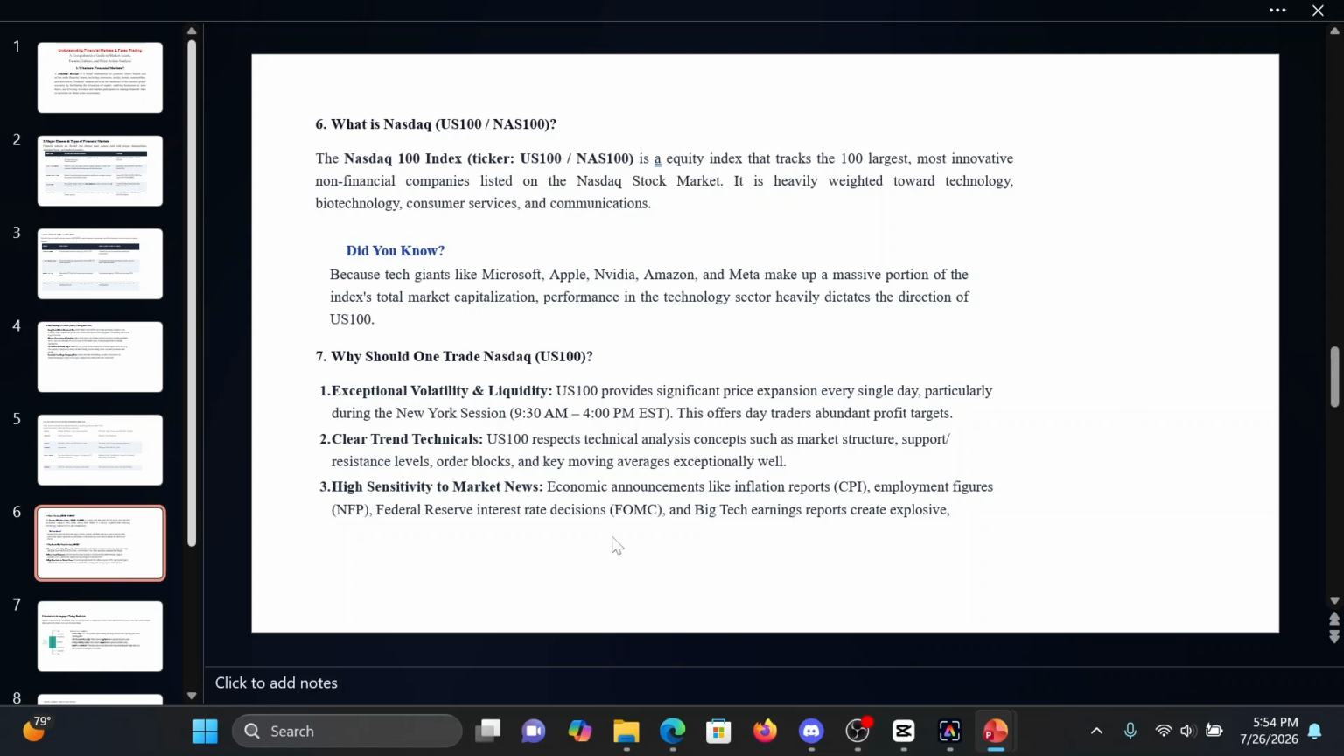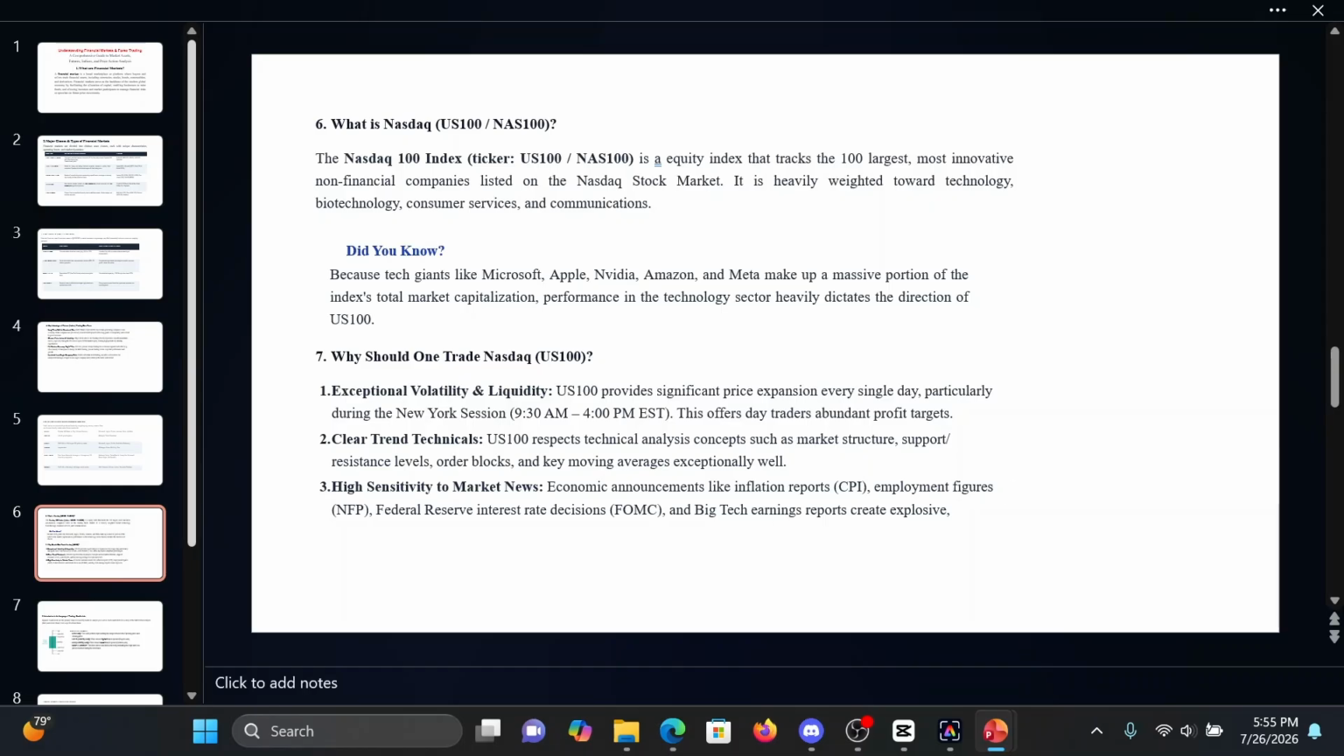Okay. So why should one trade the NASDAQ? Number one, exceptional volatility and liquidity. The US 100 provides significant price expansion every single day, particularly during the New York session, 9:30 a.m. to 4 p.m. Eastern time, the US time. This offers day traders abundant profit targets. So with this one, you know the time when you are going to trade. You're not supposed to be glued to the charts 24/7. Now you know which time you're supposed to be. Are you going to trade the morning session? Are you going to trade the PM session? And the volatility is good.